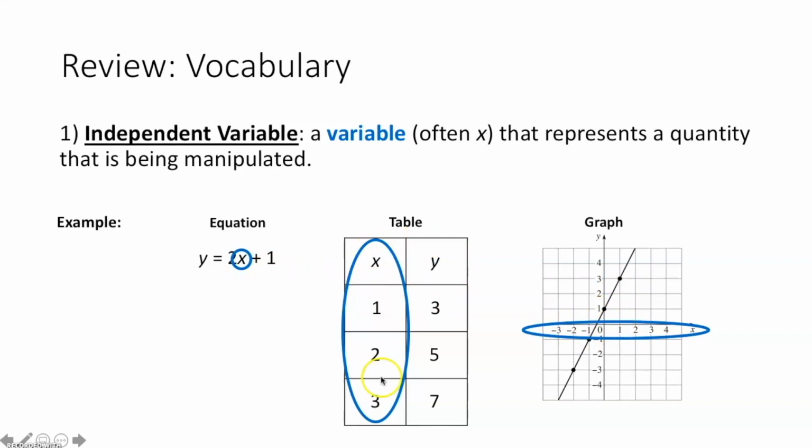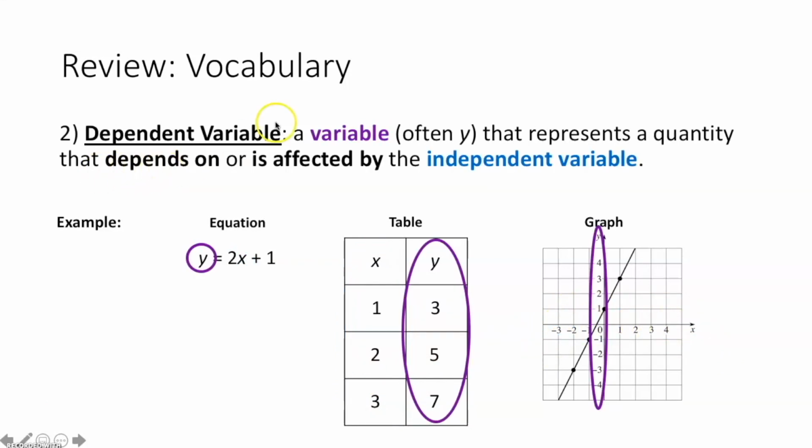Here in our table, the left column is usually going to be your independent variable, whereas the right column is usually going to be your dependent variable. In a graph, the independent variable is usually your x-axis here. Now the dependent variable, as we just mentioned, is a variable, often y, that represents a quantity that depends on or is affected by the independent variable.